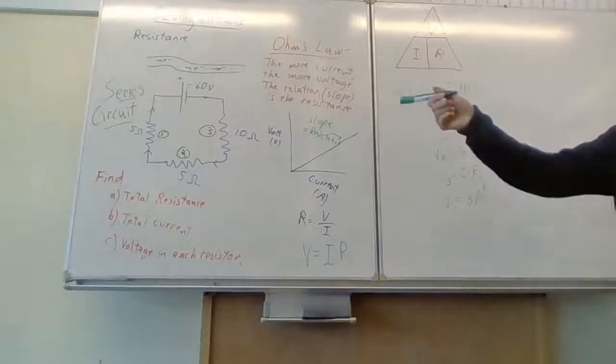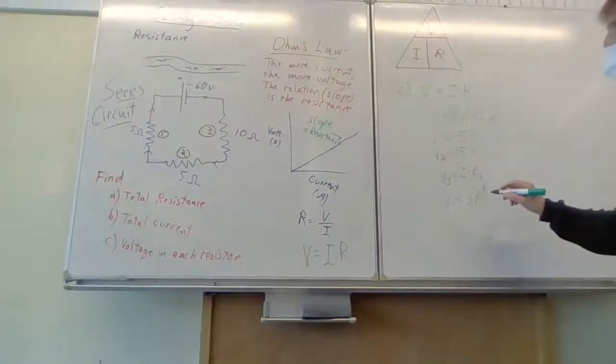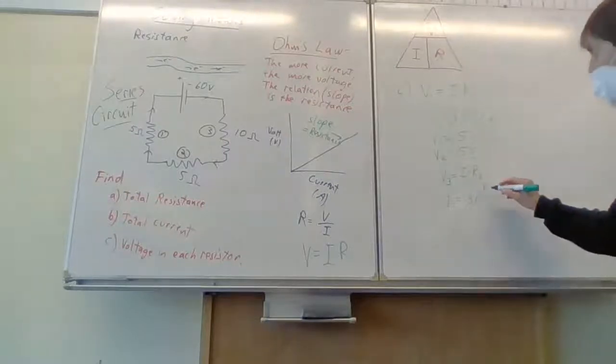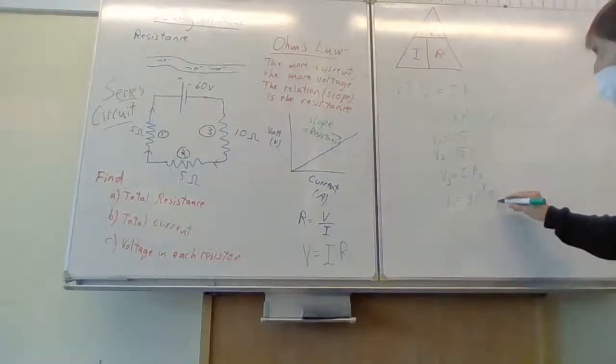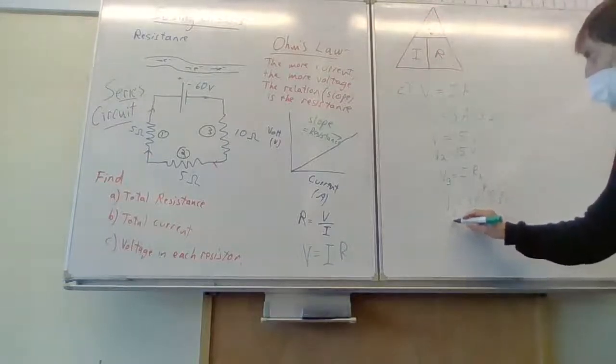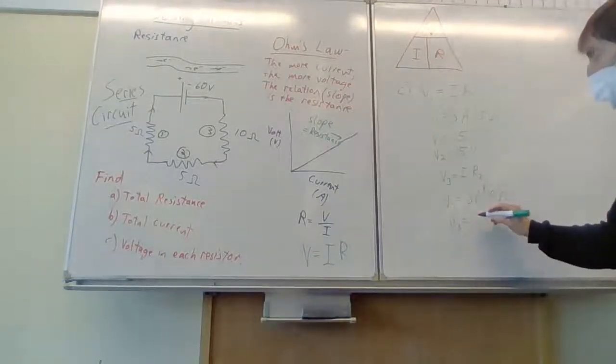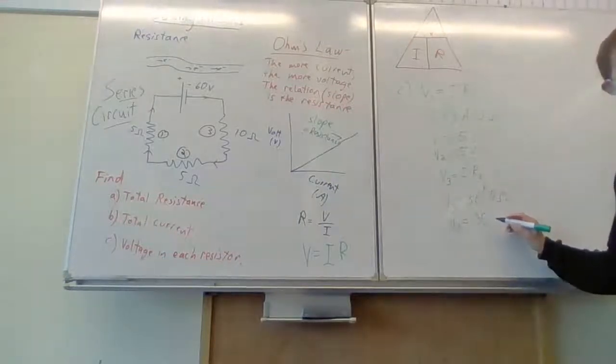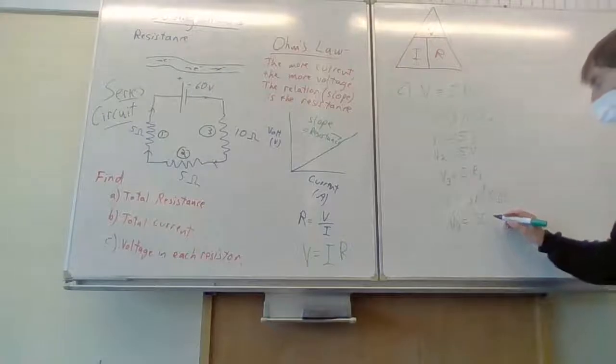No, it's over there. Which one's number 3? 10. 10 what? 10 ohms. Good. 3 times 10. 3 times 10. Probably 30 what? 30 volts.